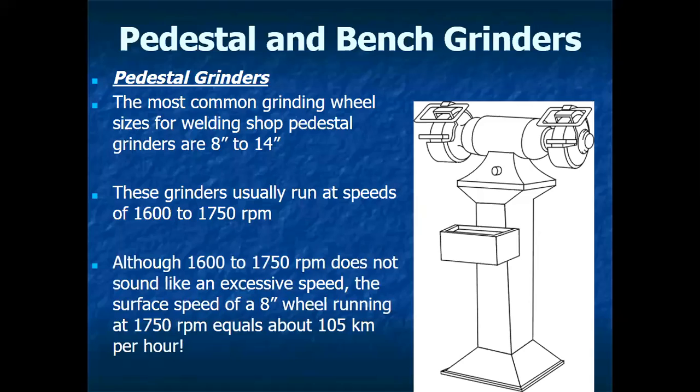So although 1600 to 1750 RPM does not sound like an excessive speed, the surface of an 8-inch wheel running at 1750 RPM is about 105 kilometers an hour. So we all know what that feels like. We've all been down the Deerfoot, and that's a lot of speed. And you've got to think that little 8-inch wheel is doing that.